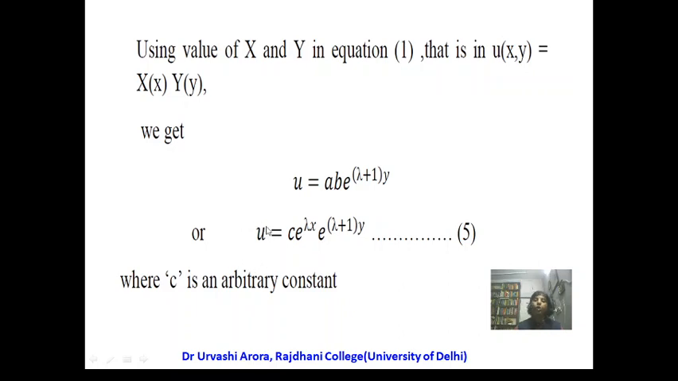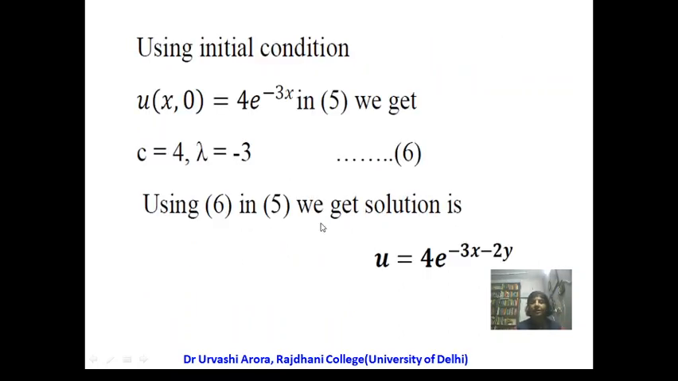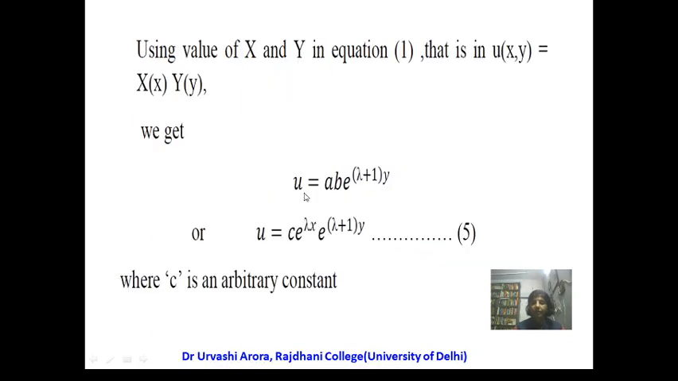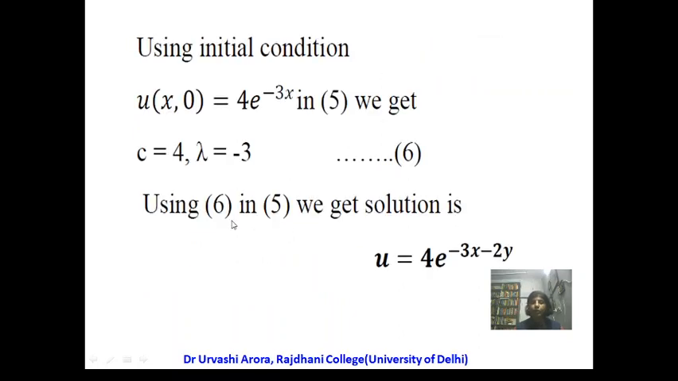So putting u as 4e to the power minus 3x and y as 0, and just putting the values over here, this term will go off, e to the power 0 will become 1, and by comparing both the sides, the left hand side and the right hand side, and by comparing the constants and the power of e, you get that c comes out to be 4 and lambda comes out to be minus 3.